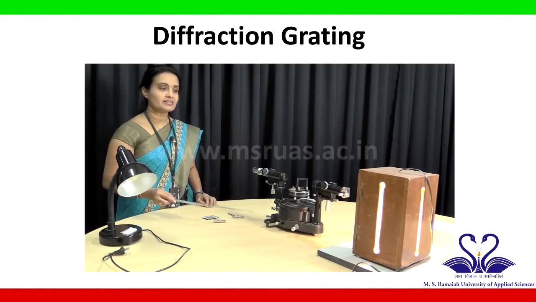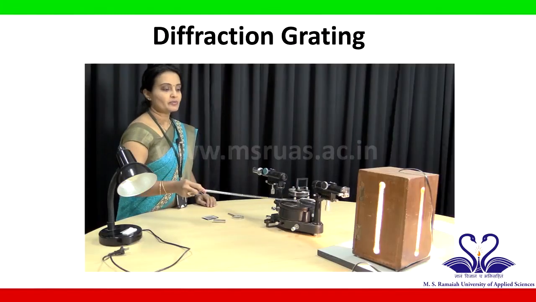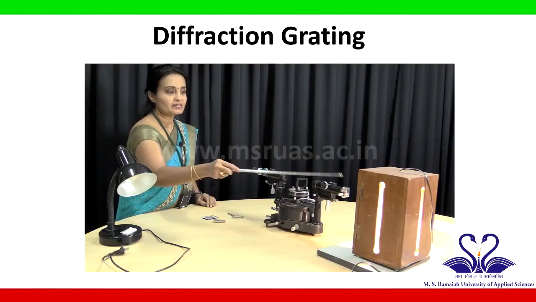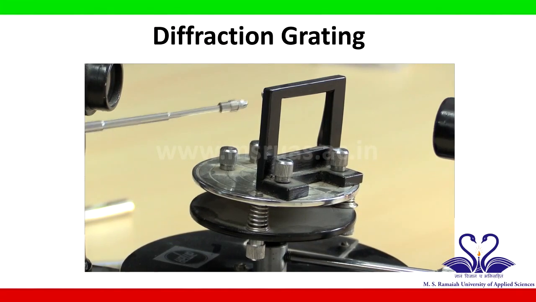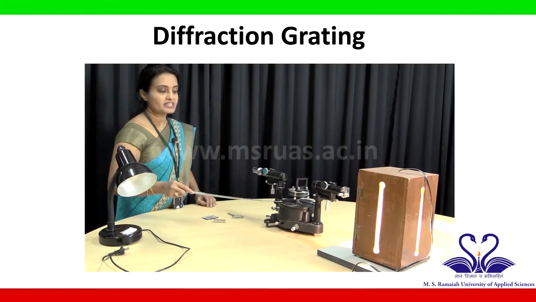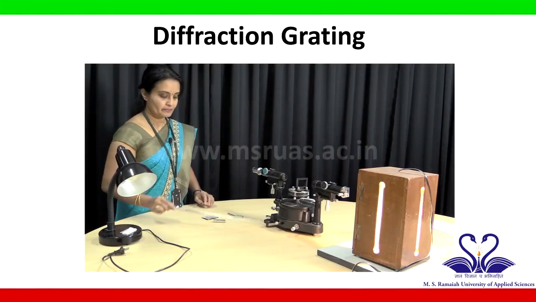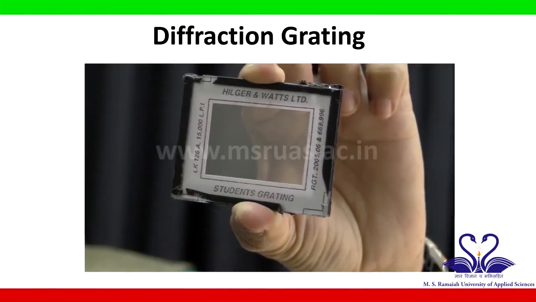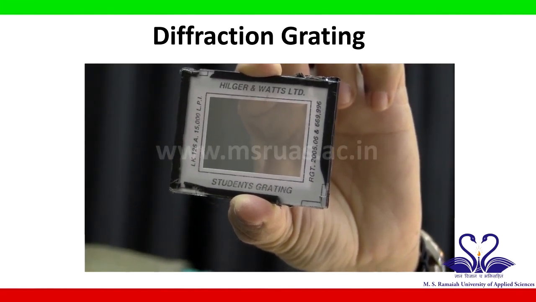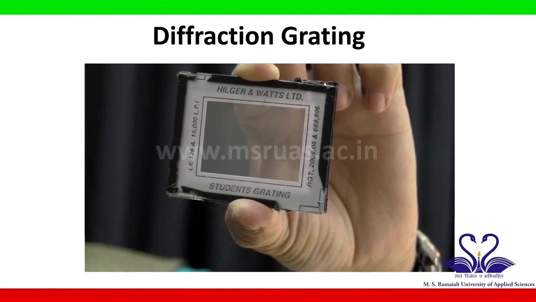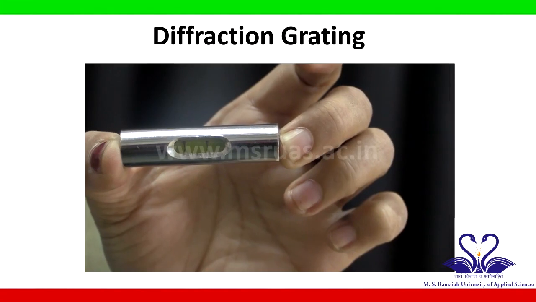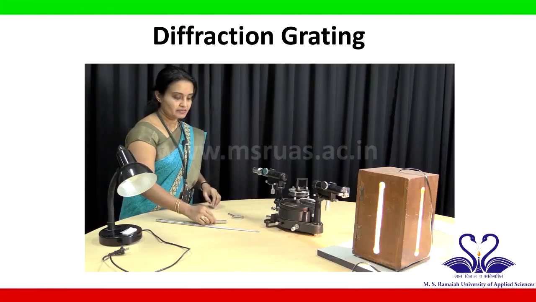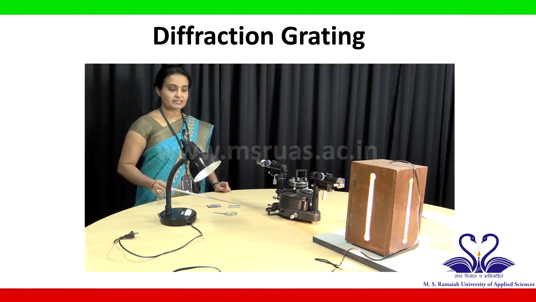The apparatus required to conduct this experiment are a mercury vapor lamp, a spectrometer which has a collimator with a narrow slit at one end, a telescope, a grating table on which we mount the grating, a circular scale which has a main scale and a vernier scale, a diffraction grating which has a large number of lines ruled on it, approximately 15,000 lines per inch, which is equivalent to a large number of equidistant parallel slits, a spirit level to check the leveling of the grating table, a magnifier and a lamp to record the readings.